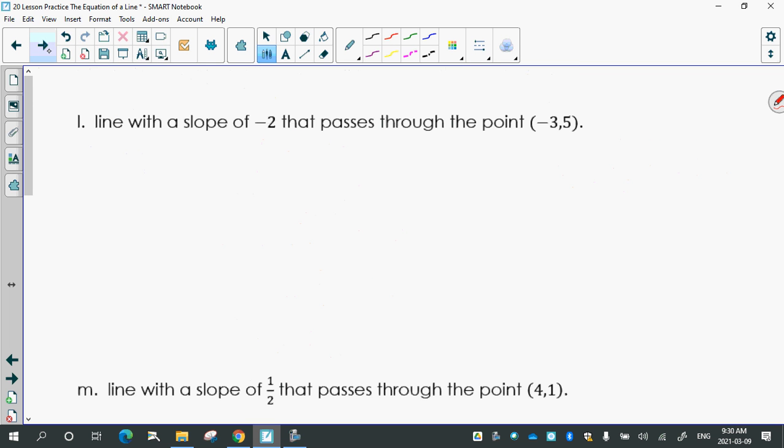Next one, it also gives us the slope and a point. So we should be able to do this in the exact same way. They give us the slope, very nice of them. Slope is negative 2. We have to calculate the b, but they give us a point. So I can use that point to be my x and my y in the equation.